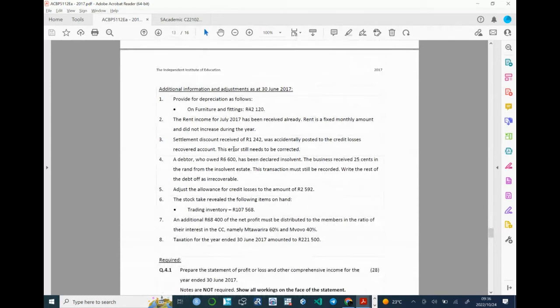1,242 was accidentally posted to the credit losses recovered account. The error still needs to be corrected. So how do we rectify this? Here we're accounting for an error. How do we rectify that?